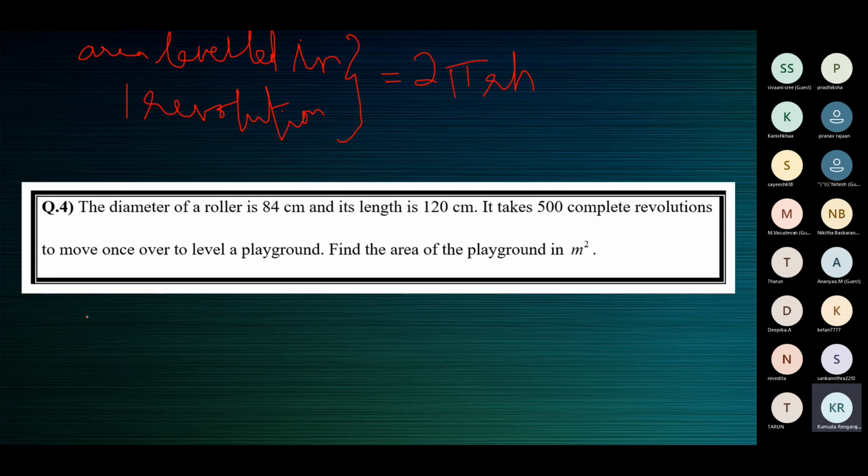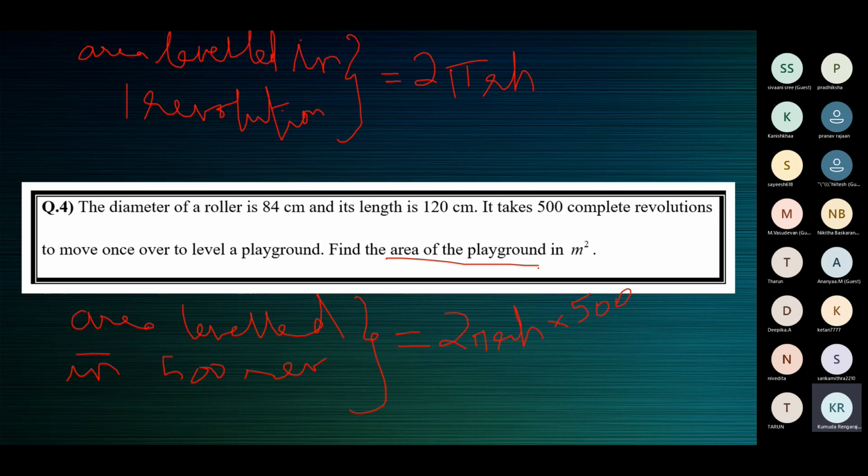So the area leveled in 500 revolutions will be, in one revolution, the area leveled is 2 pi RH. In 500 revolutions, it will be into 500. But what happens when it goes 500 revolutions? The entire ground is leveled. So this is the area of the playground. This answer will give you the area of the playground.